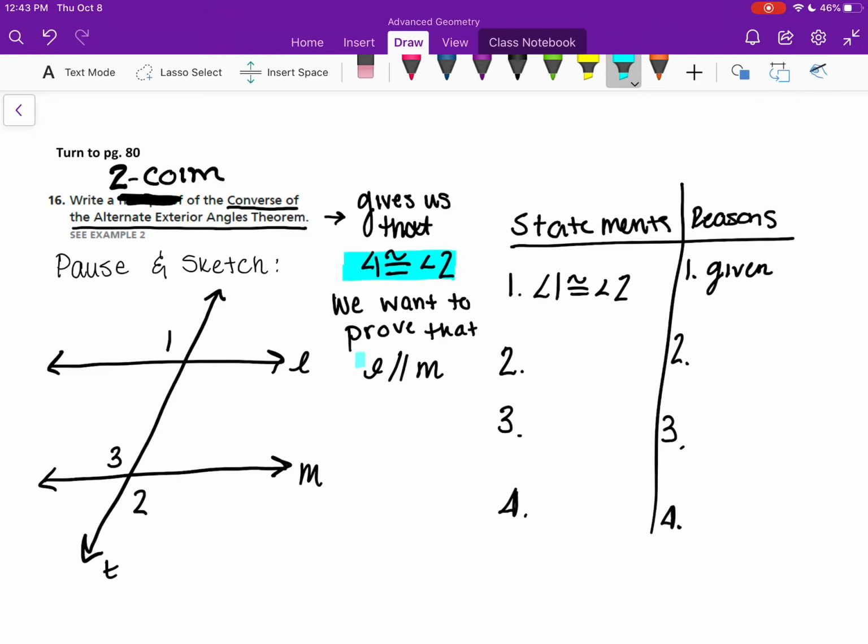So you can pause and sketch this figure. This is just a diagram from the converse of the alternate exterior angles theorem. And that theorem states that if alternate exterior angles are congruent, angle 1 is congruent to angle 2, then the lines are parallel. And we're going to actually prove that those are parallel lines. So we're given in the converse of the theorem statement that angle 1 is congruent to angle 2. So we write that as our first statement, and we are given that in our theorem.